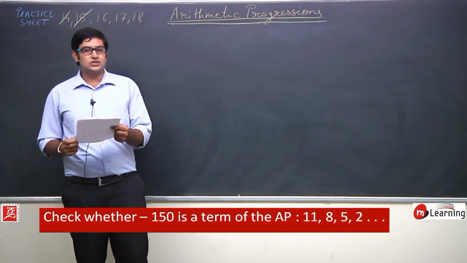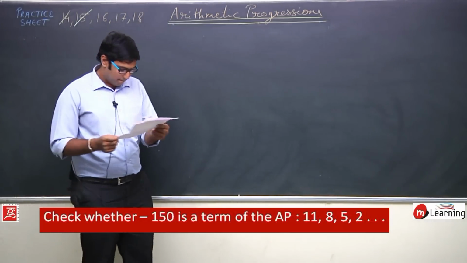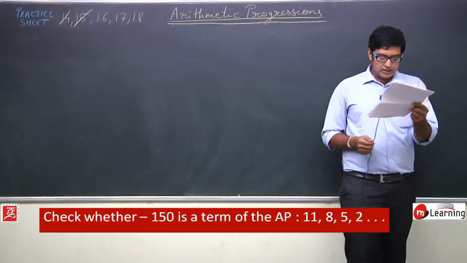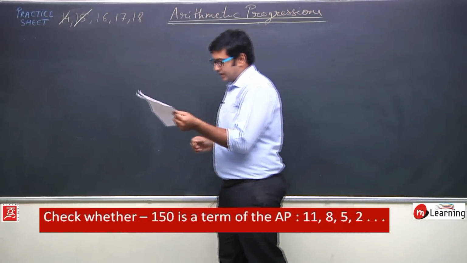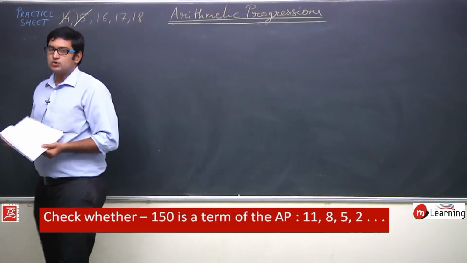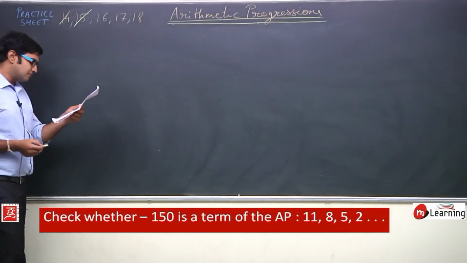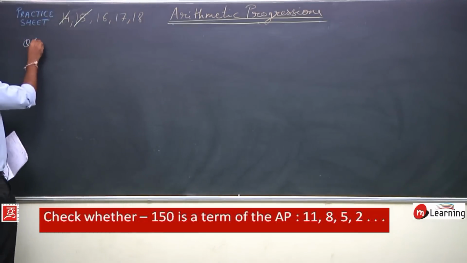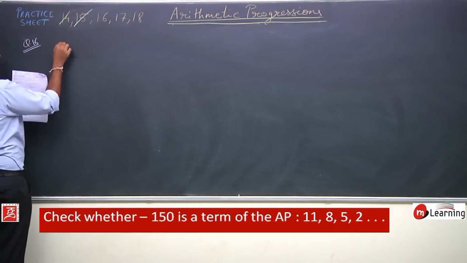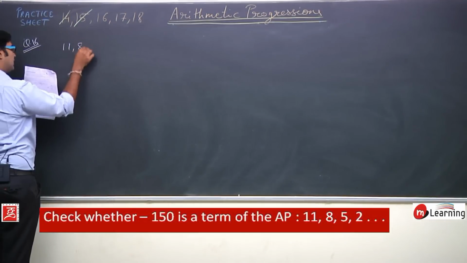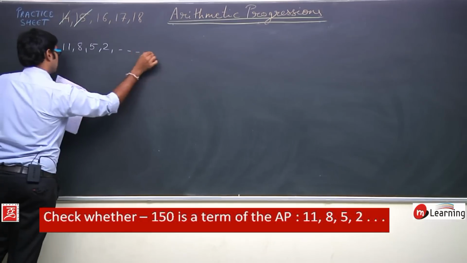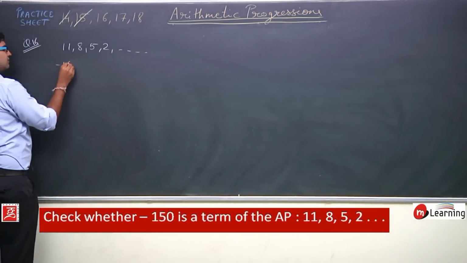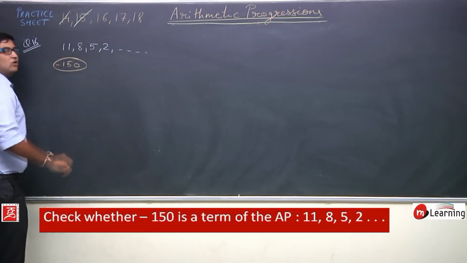Okay, now let us discuss question number 16. Question number 16 says, check whether minus 150 is a term of the AP 11, 8, 5, 2 and so on. So again, this question is very simple. This question is similar to question number 12. The given AP is 11, 8, 5, 2 and so on, and you need to check whether this minus 150 is a term of this AP or not.